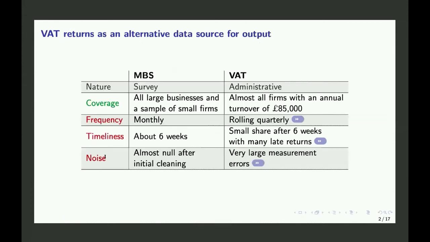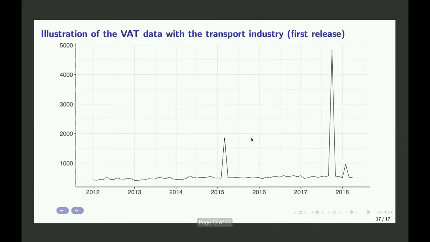And thirdly, while the MBS data are relatively clean because they can be cleaned manually, the VAT data are much more noisy. Here is a graph for the transport industry. We can see that there are very large outliers. And so we need to find a method to spot these outliers and either disregard these observations or downweight them. So it's a cleaning problem.